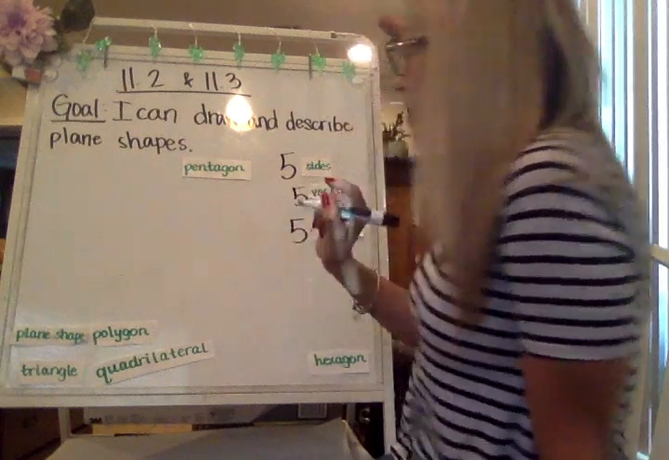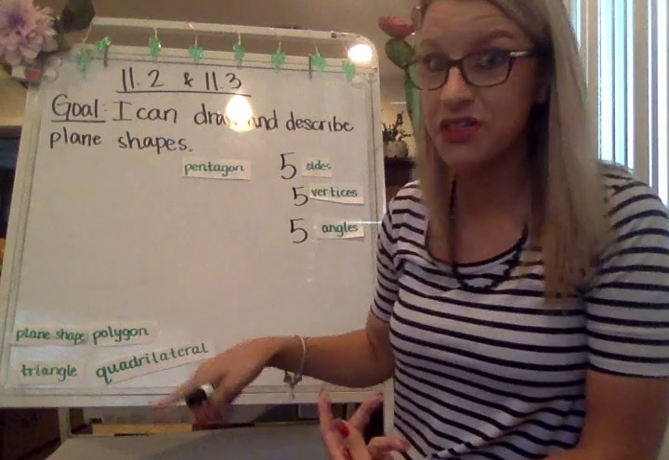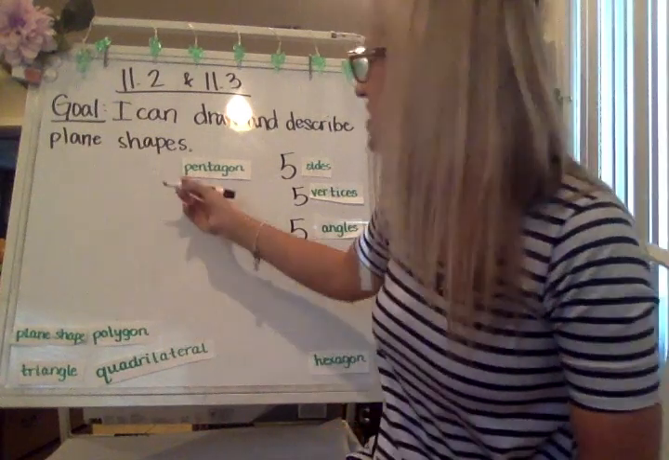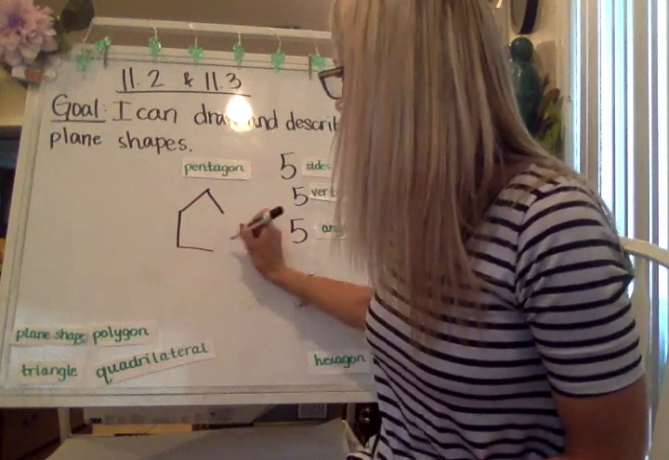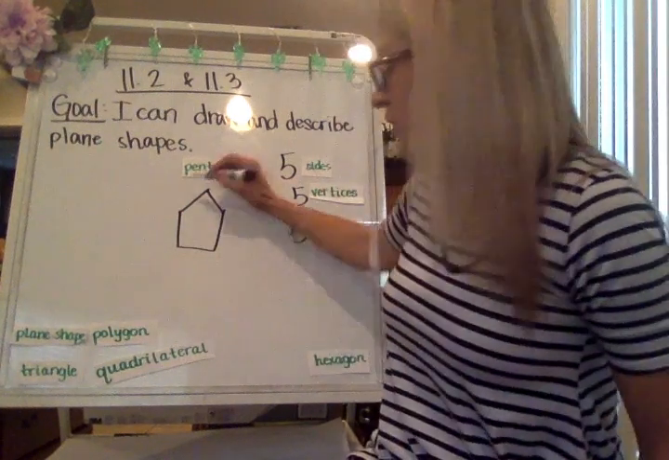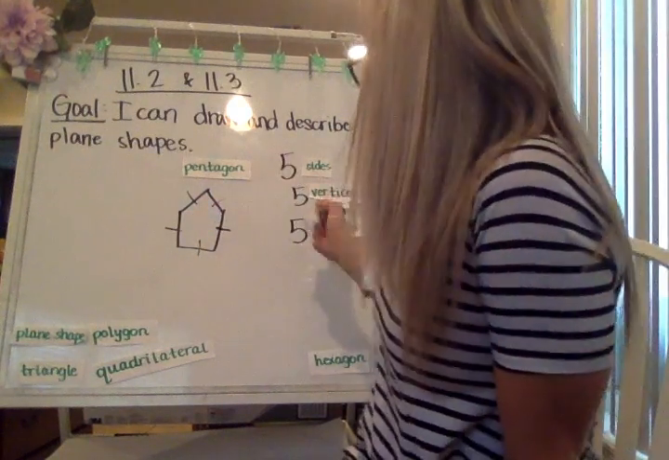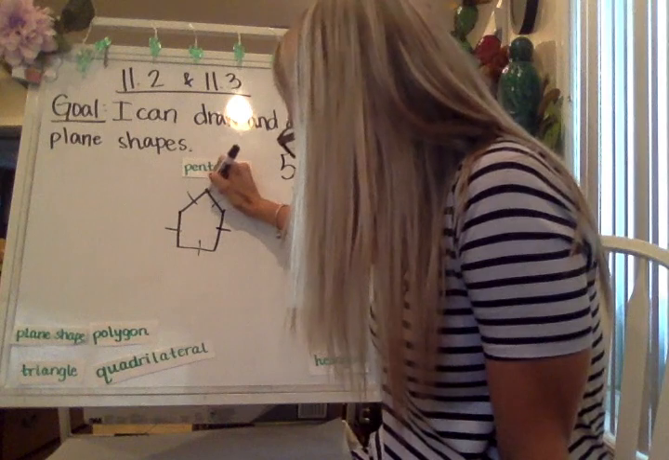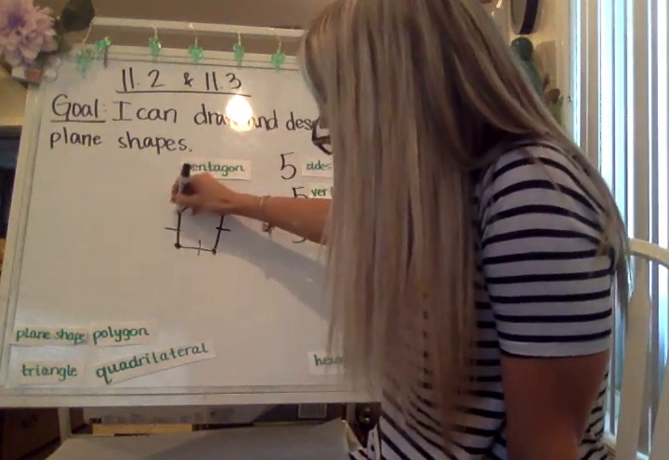So, pentagon. Any shape that has 5 sides. Any polygon, remember, is a closed shape; it doesn't have curved pieces. It has 5 sides: 1, 2, 3, 4, 5. So this one, we've got 1, 2, 3, 4, 5 sides. If I was going to count my vertices: 1, 2, 3, 4, and 5.